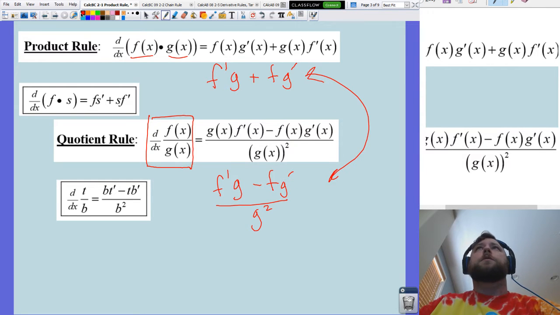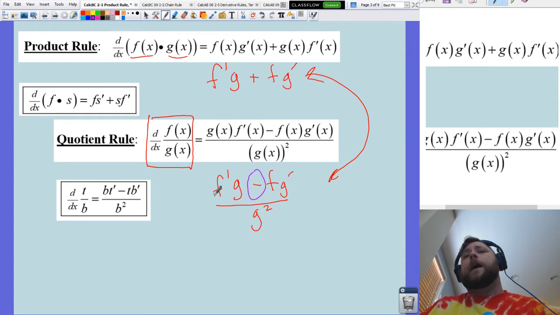The only difference with the product rule is we're subtracting between the two on the quotient rule and we're adding here. So I kind of like keeping the format the same because this confuses me when you mix up the f and g primes. But whatever way you want to do it, I don't care.